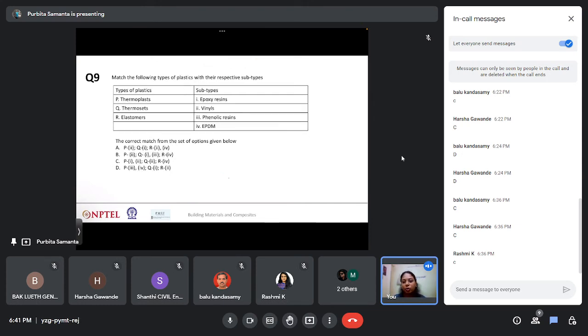Okay, now coming to our ninth question, by now we have almost covered most of paints, and now we have come to the question on plastics. Match the following types of plastics with their respective subtypes. That is what I have given. We have thermoplasts, thermosets, and elastomers. These are the three types, and you have to match them.